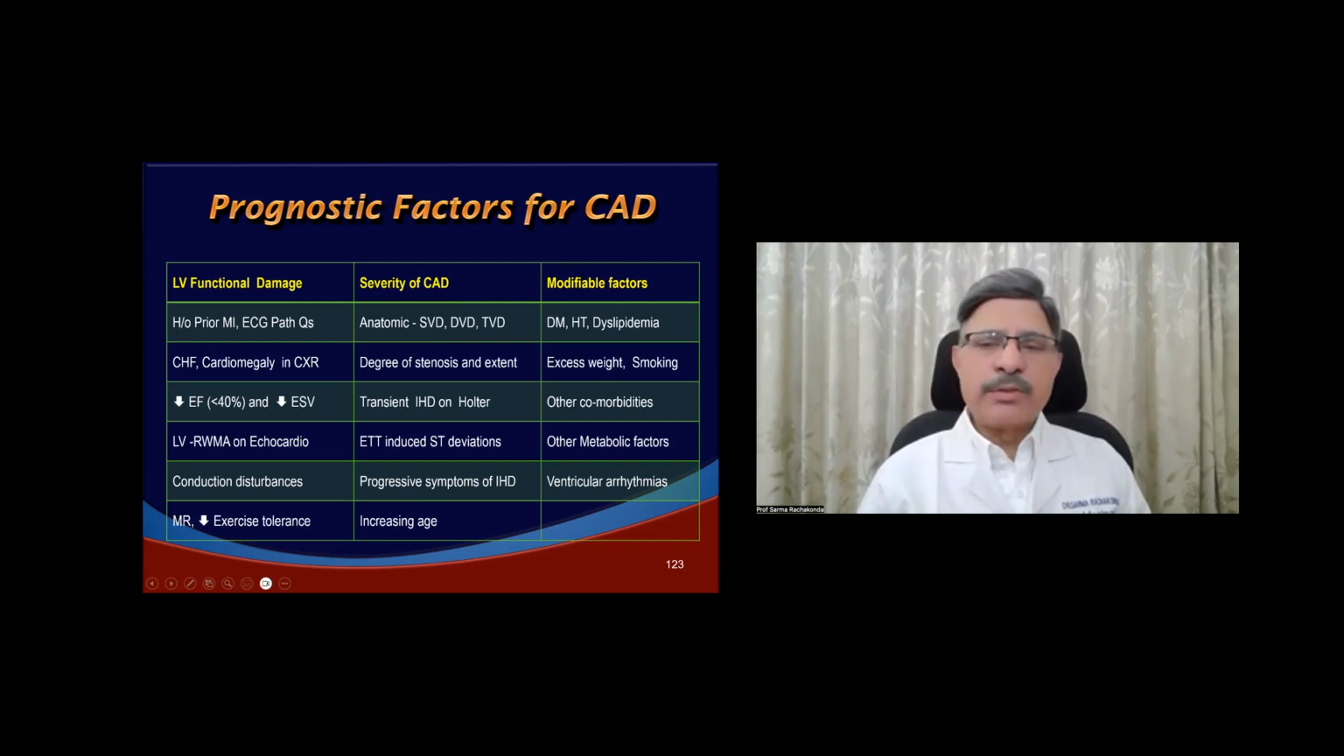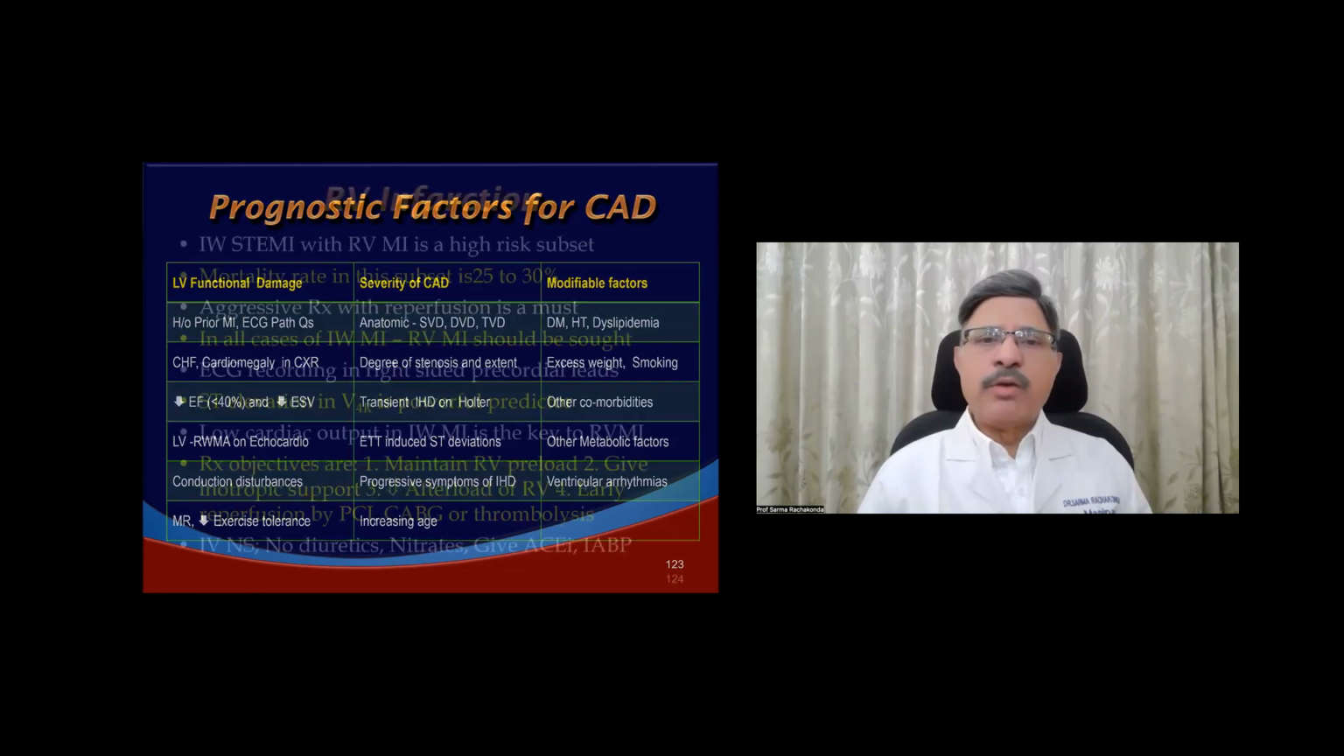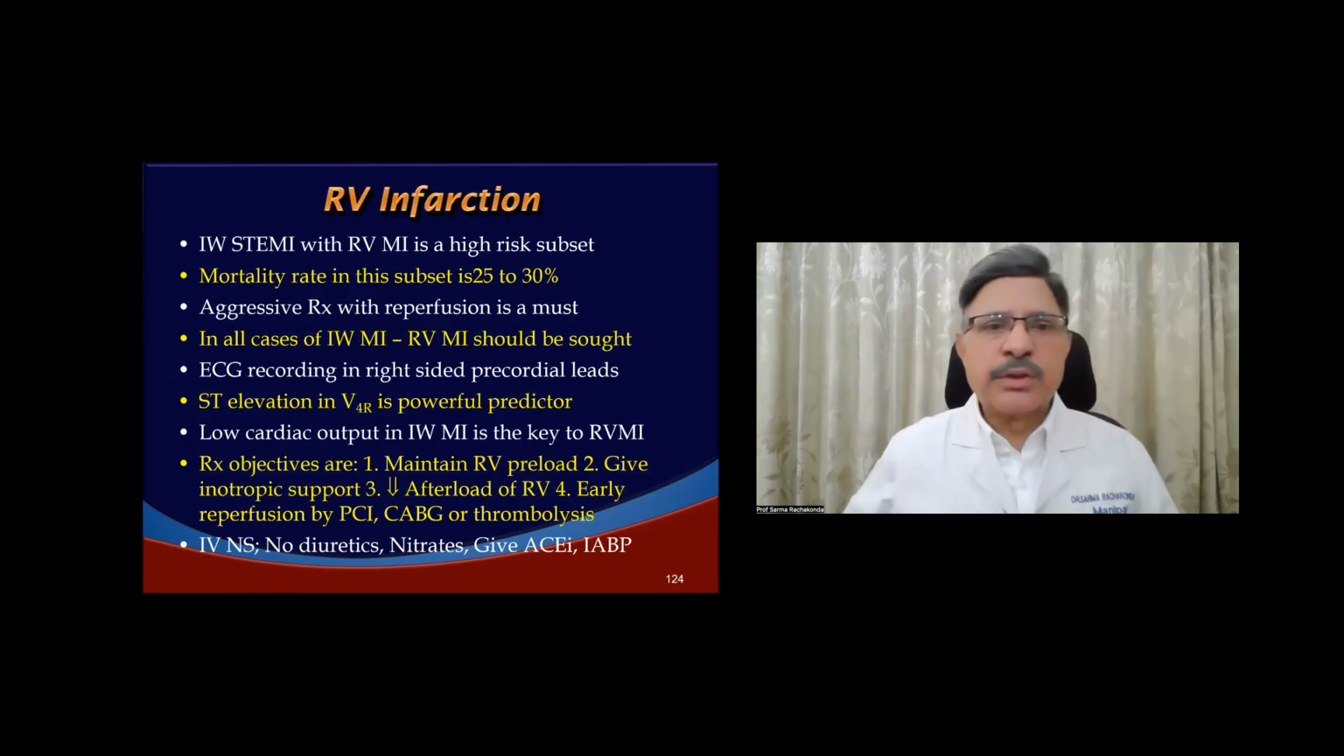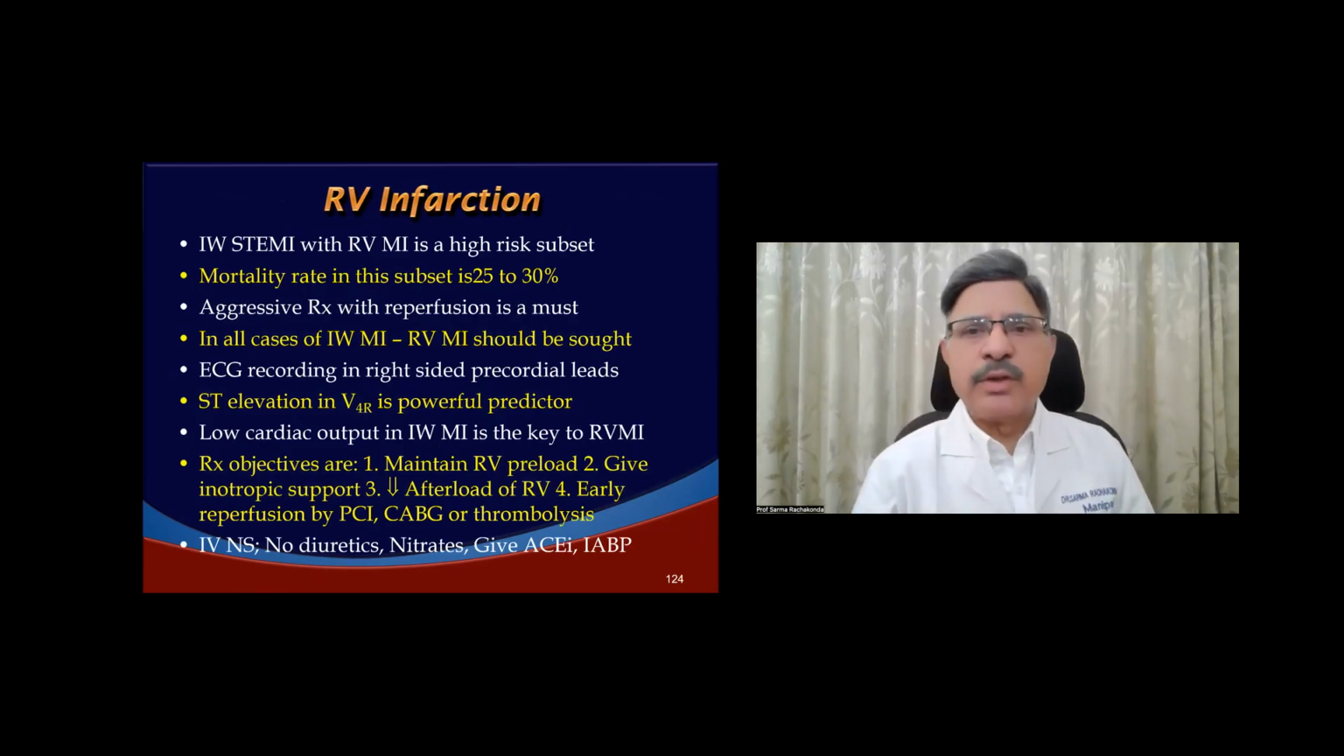Modifiable factors: diabetes, hypertension, dyslipidemia, obesity, smoking, other comorbidities, metabolic factors, ventricular arrhythmias. All are bad risk factors which can be modified. RV infarction, that is right ventricular infarction. So STEMI with RV infarction is a high-risk subset.